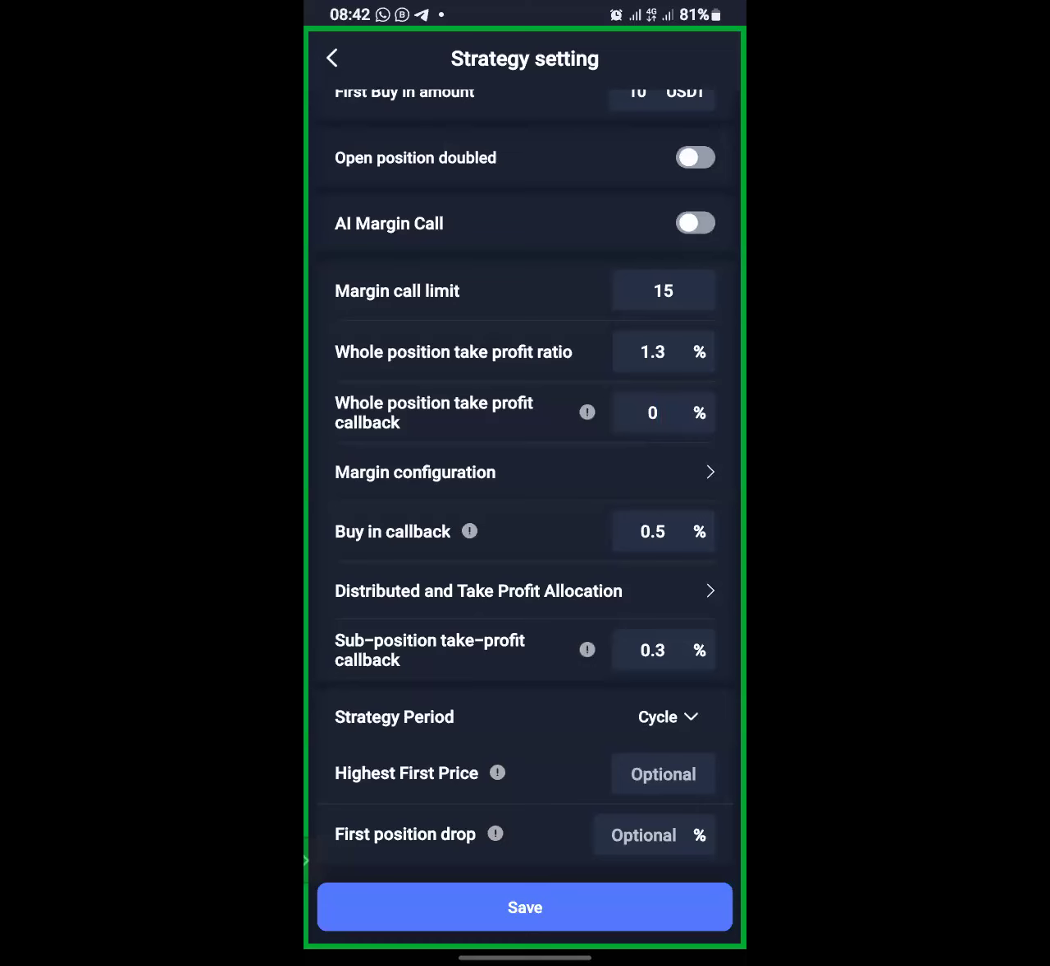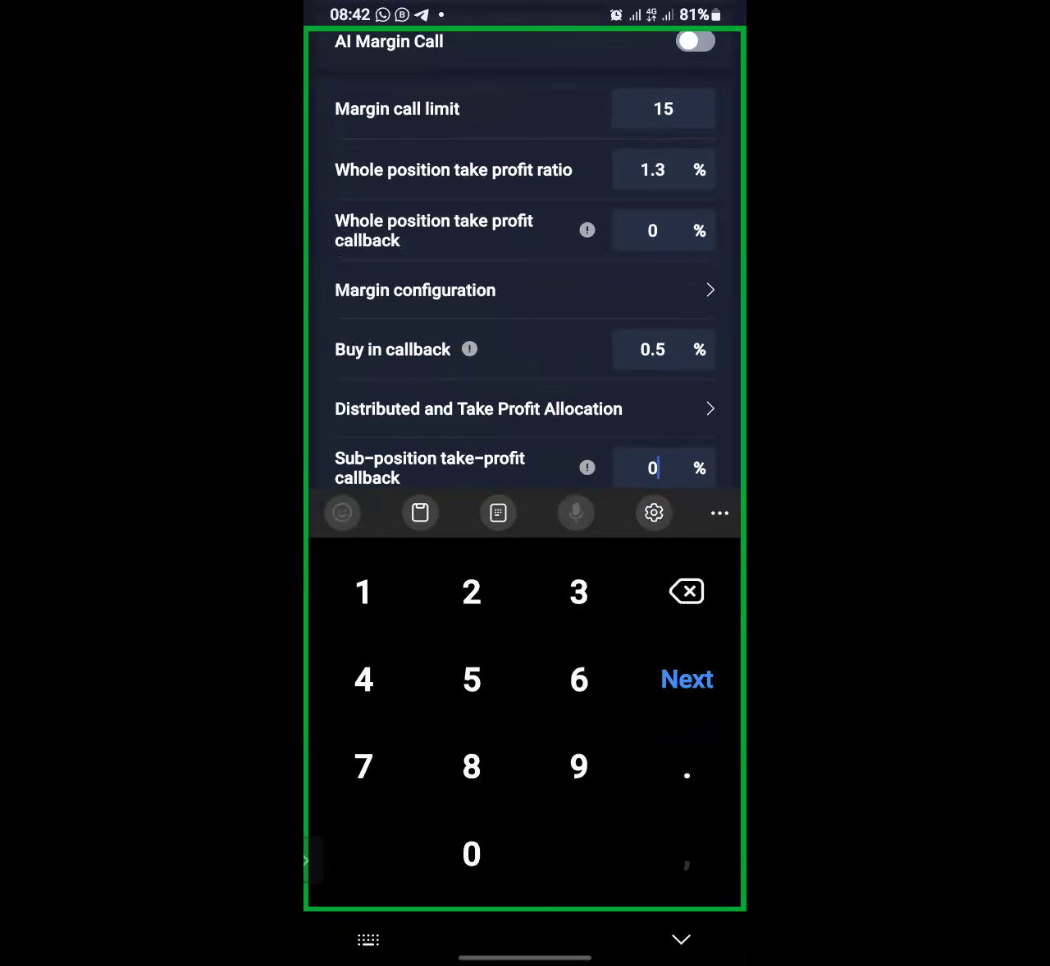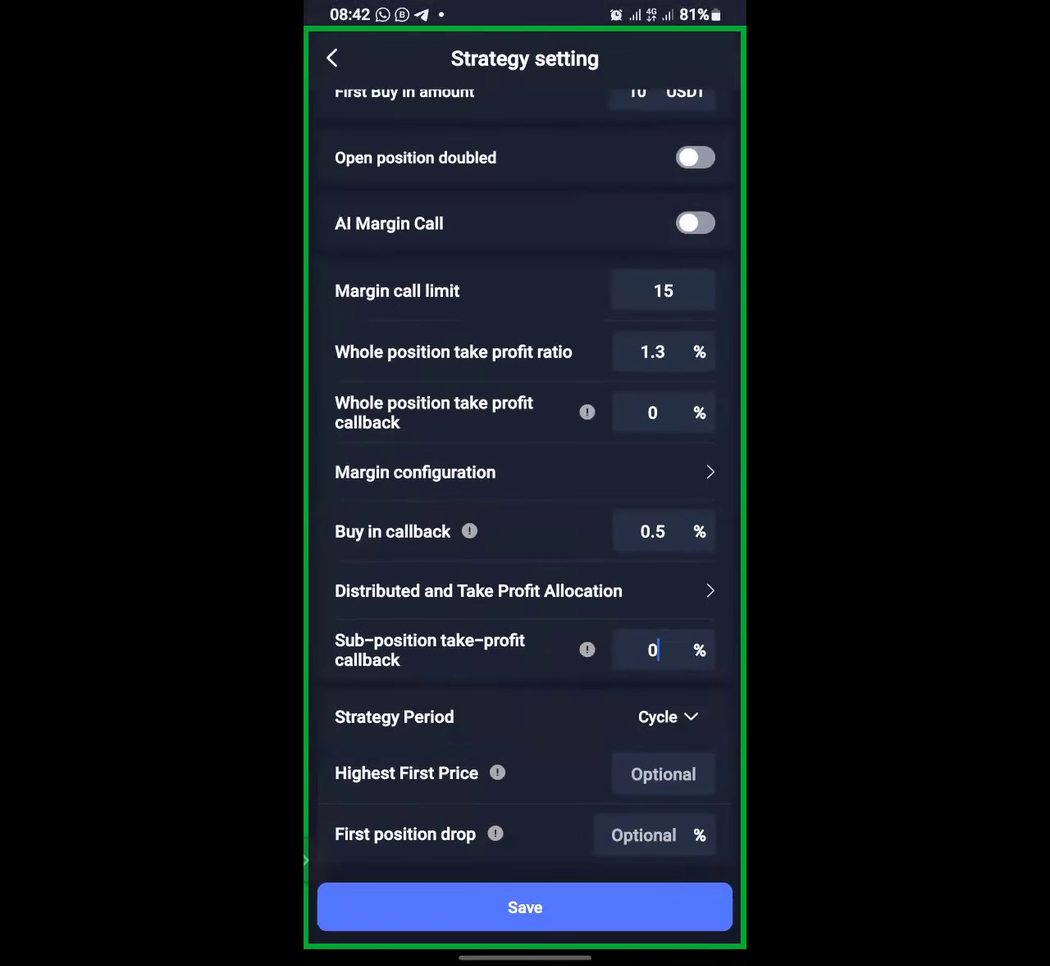Then the sub position take profit callback. I always want my sub positions to be sold at exactly that percentage I've given them, so I always make this one 0. It's all about understanding. Don't do what I'm doing, but understand it. You can say, my sub positions, I want them to be sold at 1.3, but let them increase by 0.2 on 1.3.